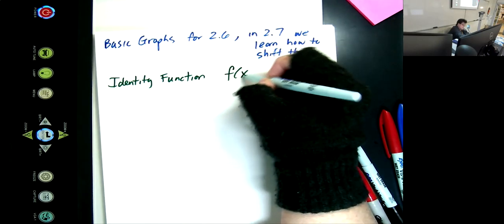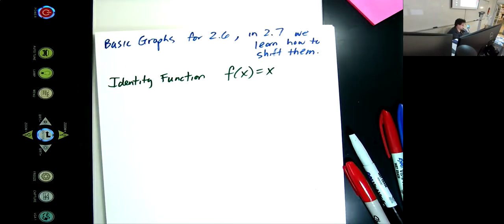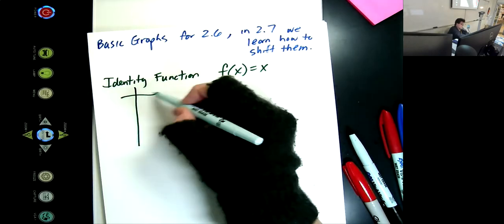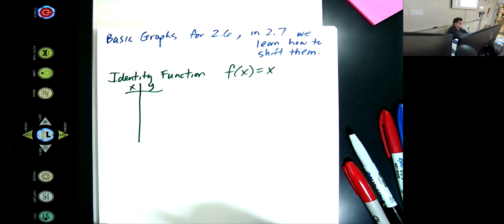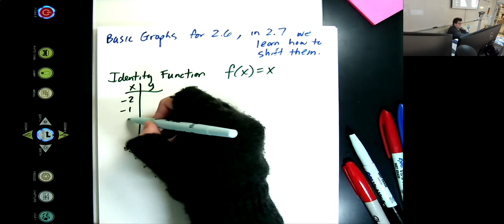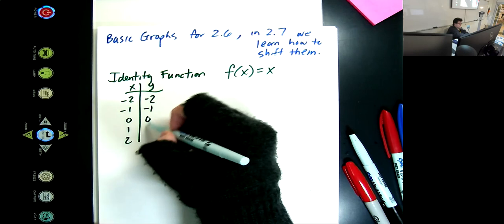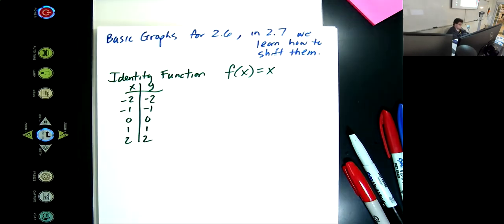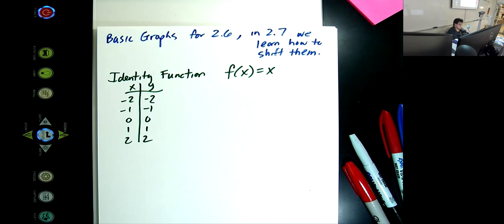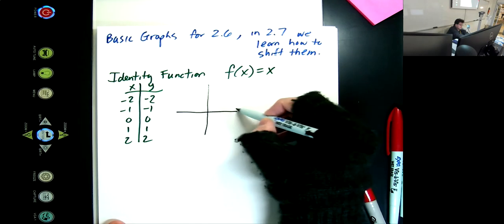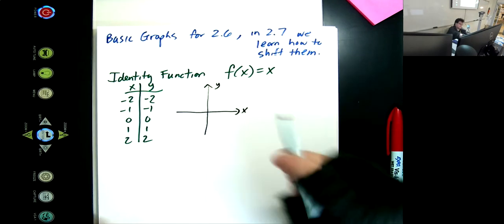f of x equals x. Whatever x equals, y equals. Negative 2, negative 1, 0, 1, and 2 is going to get me the same values on the y side. This makes a diagonal line, and it's perfectly diagonal.